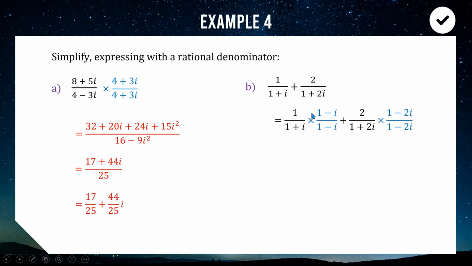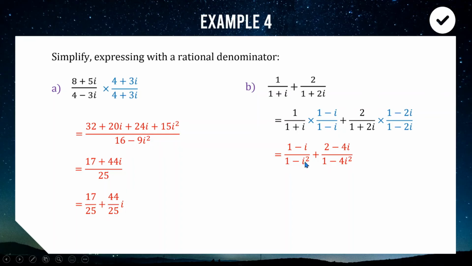For the first fraction, we'll have 1 minus i on top, and on the bottom, we'll have our difference of squares. We'll have 1 minus i squared. So there's our first fraction. For the second one, we're going to multiply 1 minus 2i by 2 to get 2 minus 4i. And on the bottom, our difference of squares is 1 squared, take away 2i squared. So we have 1 take away 4i squared.